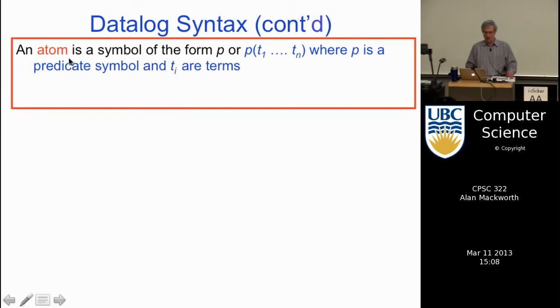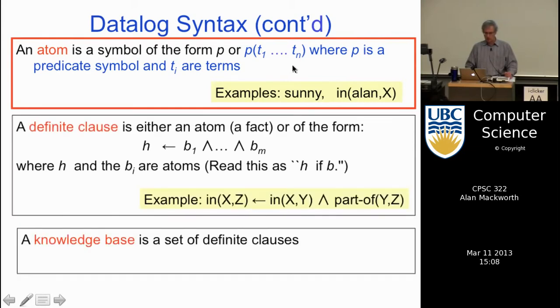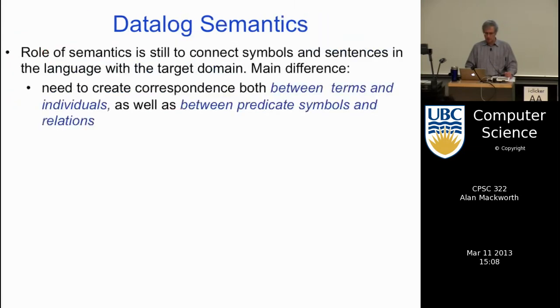And what we call atoms are symbols of this form, either just P, which is like a proposition with no arguments, that's like propositional calculus, or a predicate applied to terms. Okay, and then definite clauses are rules as before, and a knowledge base is a set of definite clauses.